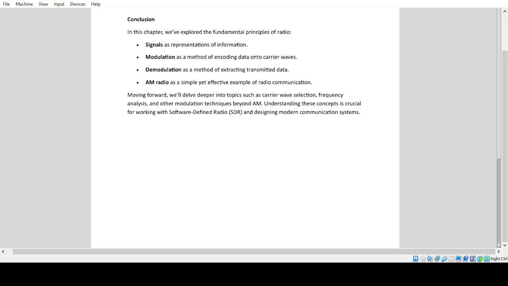Moving forward, we'll delve deeper into topics such as carrier wave selection, frequency analysis, and other modulation techniques beyond AM. Understanding these concepts is crucial for working with software-defined radio, SDR, and designing modern communication systems.